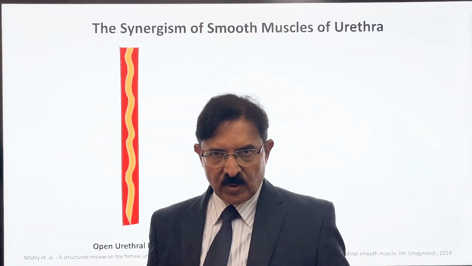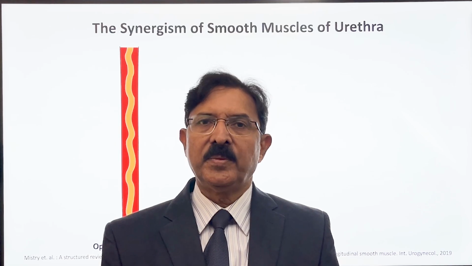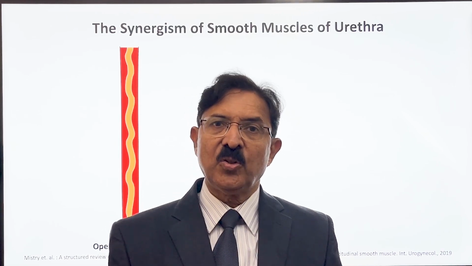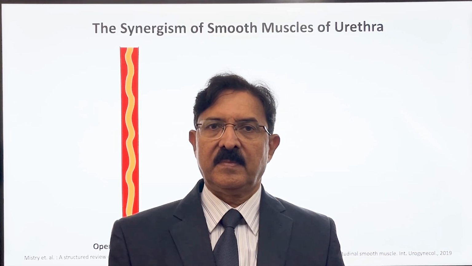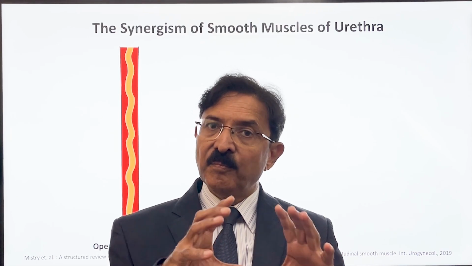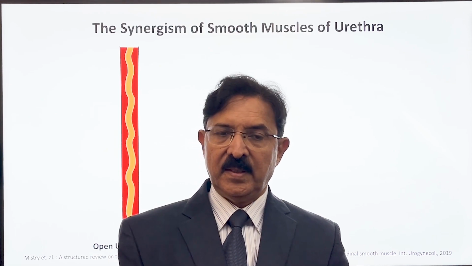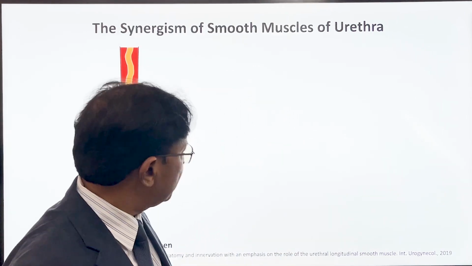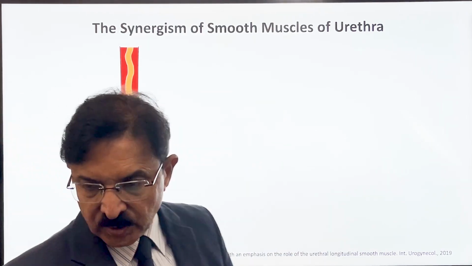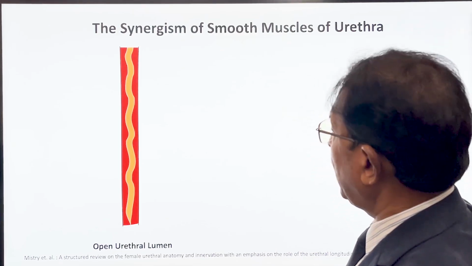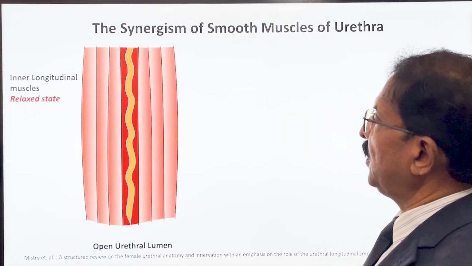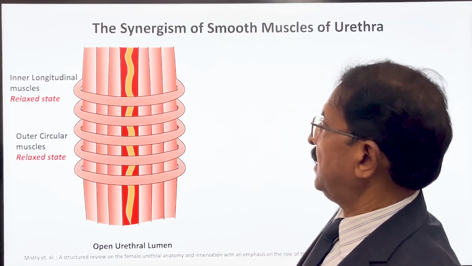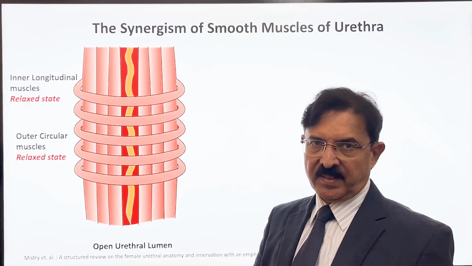Now, something complex to understand. It has been observed that the nerve supply of the inner longitudinal muscle and outer circular muscle is the same. When a nerve is stimulated, both contract. So they act synergistically to occlude the urethra, and you will understand this by this animation. This is the open urethral lumen here, right? And this is the inner longitudinal muscle in a relaxed state. And around this is the outer circular muscle in a relaxed state.